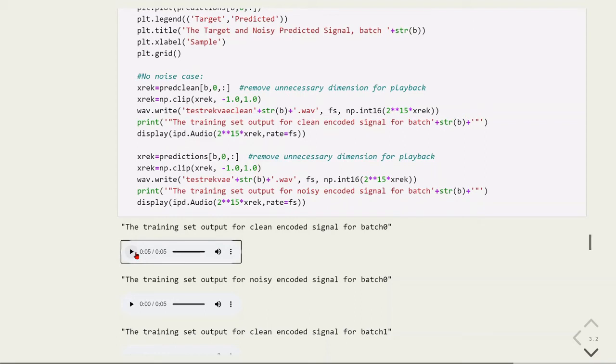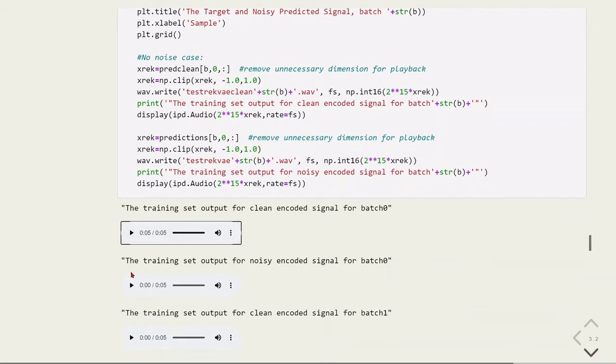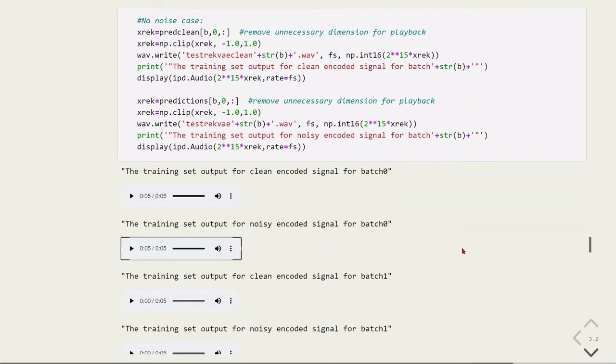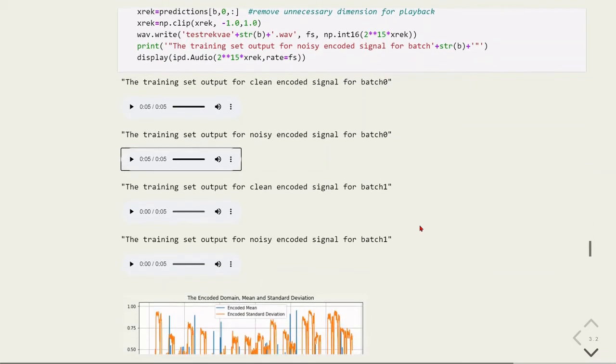So this is the clean encoded signal for batch 0, and we already notice more noise there. And now it's the noisy encoded signal. So there's a lot of noise going on there. The noise also has this interesting shape and characteristics that are somehow similar to the audio files that were used to train the model. But we also see that the model is less robust to noise.